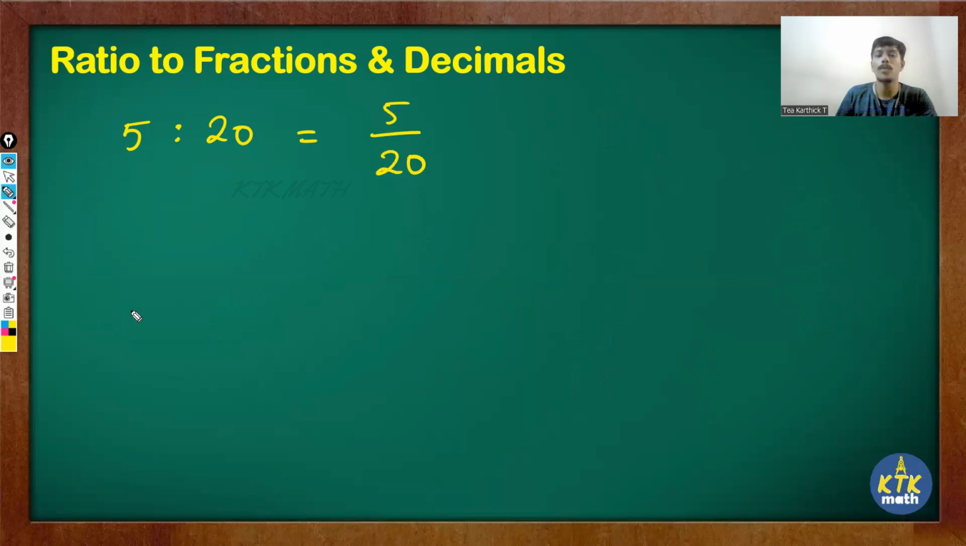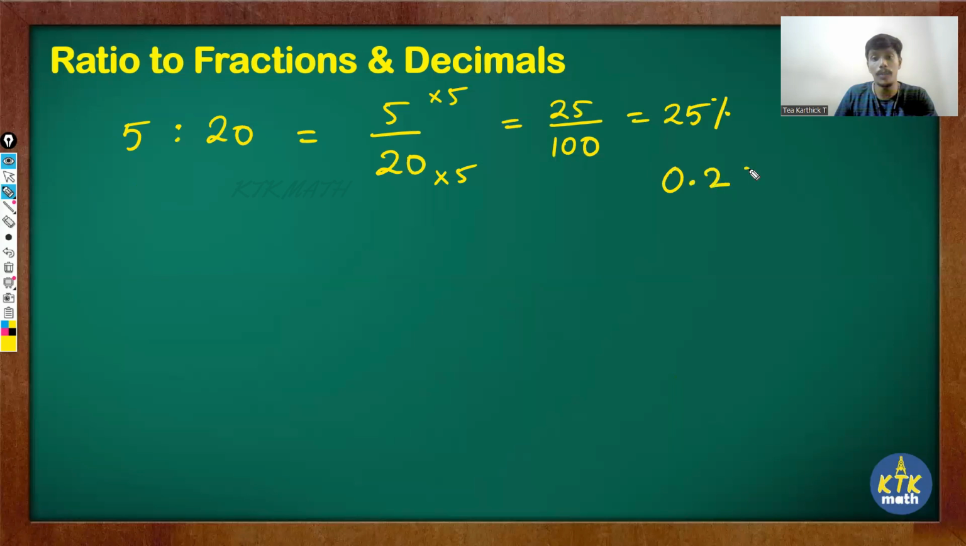5/20. Sir, how to change this into decimal? Fraction is easy. To change it into a decimal, as usual, you just multiply this with 5. Multiply with 5, what happens? It is going to be 25/100, right? So 25/100 means it is going to be 25%, as well as 0.25.